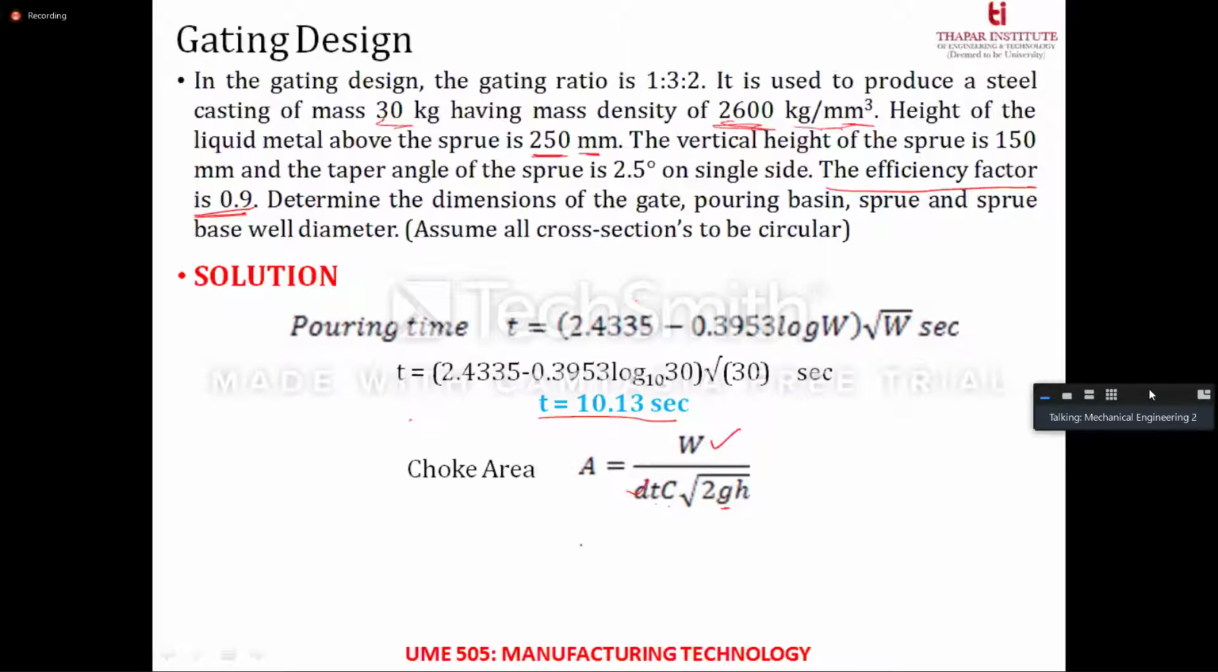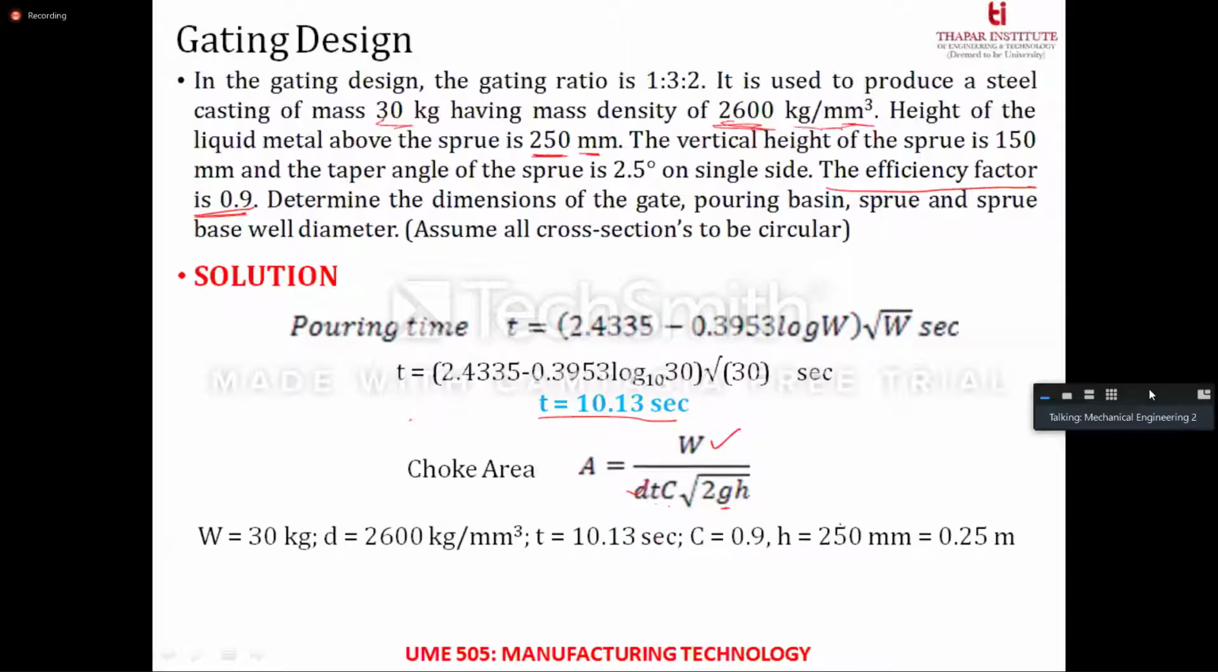So all the relevant data is available with you. So what you will do is take all the relevant data like this. Now please remember one thing. D over here is in mm cube and H is in mm. So either you convert everything into meters like I have done over here, or you can keep everything as it is in millimeters and keep working with it. So you have the option.